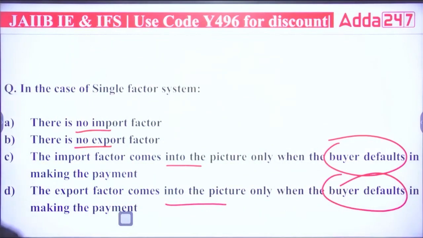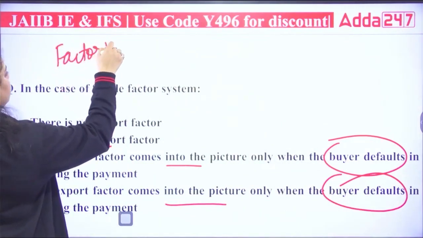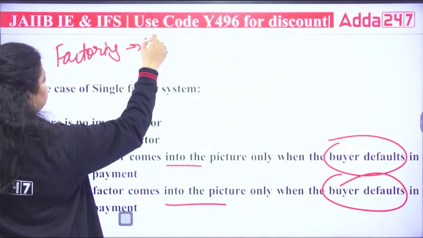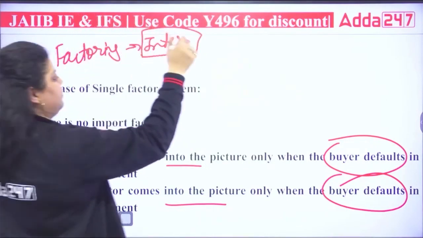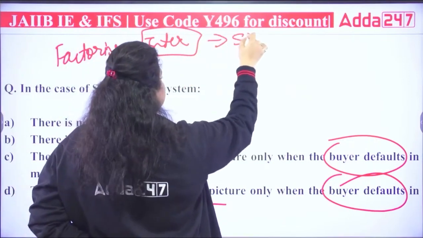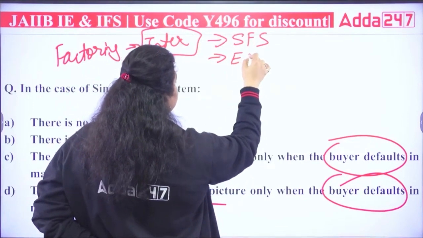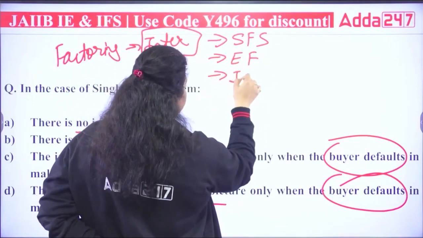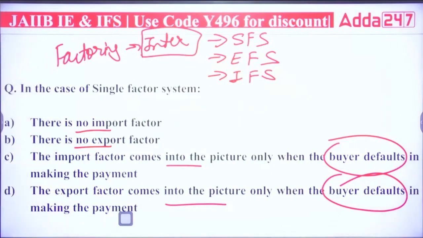So what happened? The factoring can also be done at the international level, and when it happens at the international level, it has three types. First is single factor system, second is export factor system, third is import factor system. So these three types of systems are there in case of international factoring.